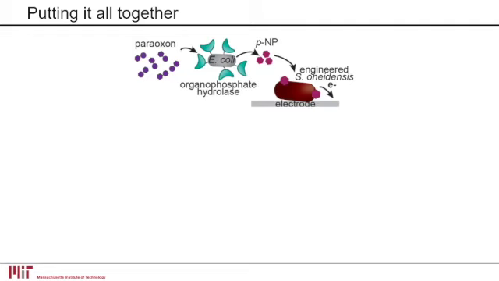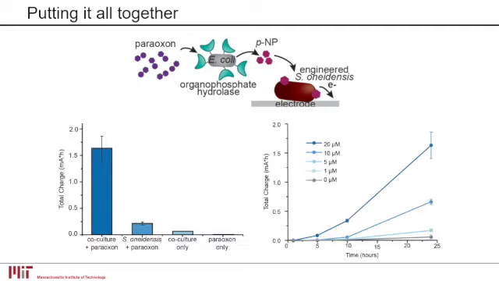So can we combine those with Shewanella that we've engineered to be PNP responsive to both detect and degrade in a single system? And the answer is yes, we can. So shown on the left here is just the total charge. So that's basically just the area under that current graph that I showed on the last slide. So if we have both cell types plus peroxin, we see a very large response. If we have just Shewanella, we see a very small response, and we think that's because of some kind of background degradation of that organophosphate pesticide. If we just have the cells or we just have the peroxin, we don't see any current.